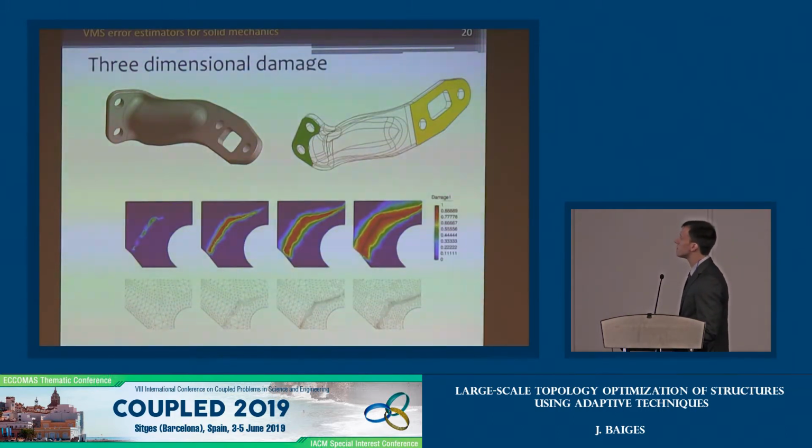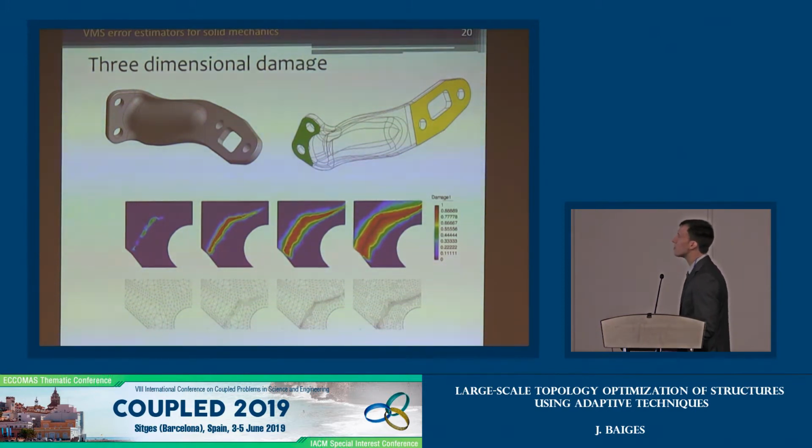And then we extended this to 3D. This is a machinery piece which is fixed in this boundary here, and we apply a loading here. And then, well, as we load it, some damage is going to appear, and then our error estimator is going to allow us to refine this region as expected.